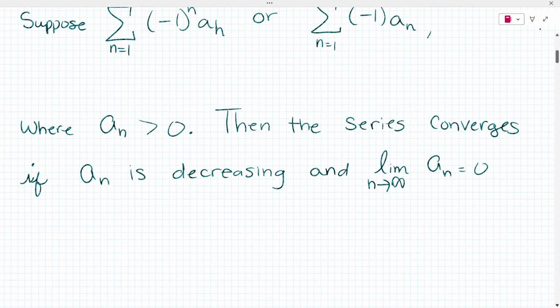If it is (-1) raised to n, that is how you know you would use it. So let me write this out. If it's anything (-1) raised to the n, that's how you know you would use the alternating series test.